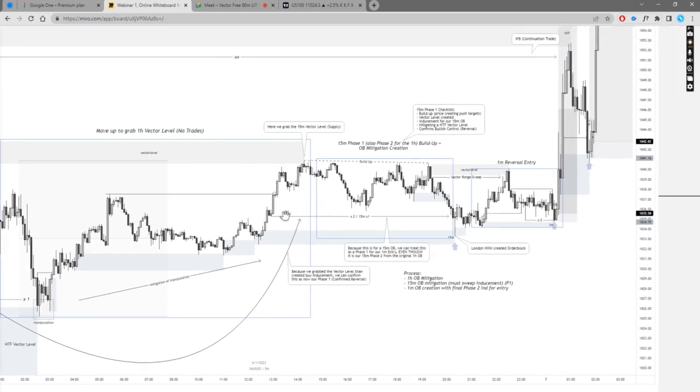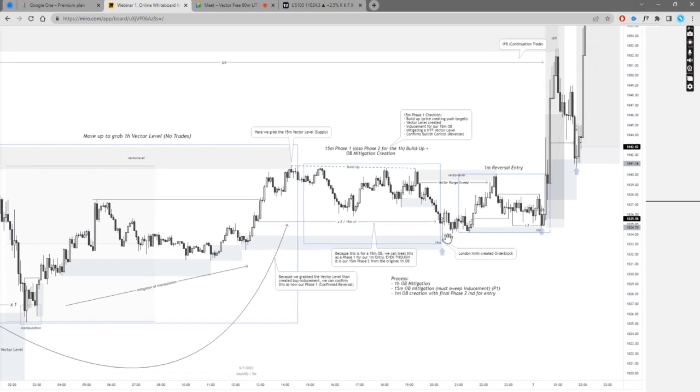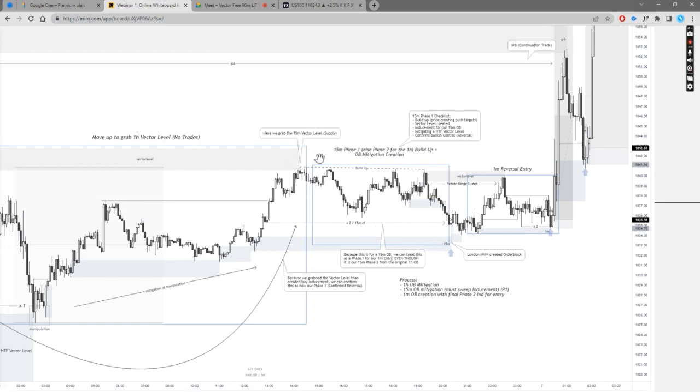Now what's really important here is this point here. This point is responsible for mitigating the vector level, but it's also a 15-minute order block. Now, because I trade on the 1 minute, that means you need, like this here, a mitigation from a 15-minute or a 5-minute order block. So in this case, it's a 15-minute order block. So you can look in the 1 minute, that's still valid. But you also want to follow your principles of time and price, okay? So we grab the vector level at this point.